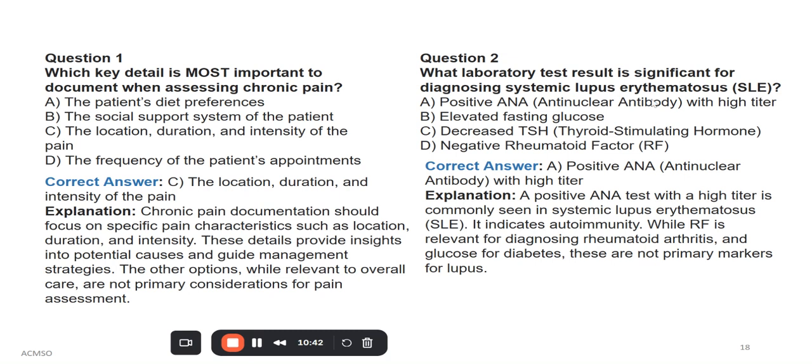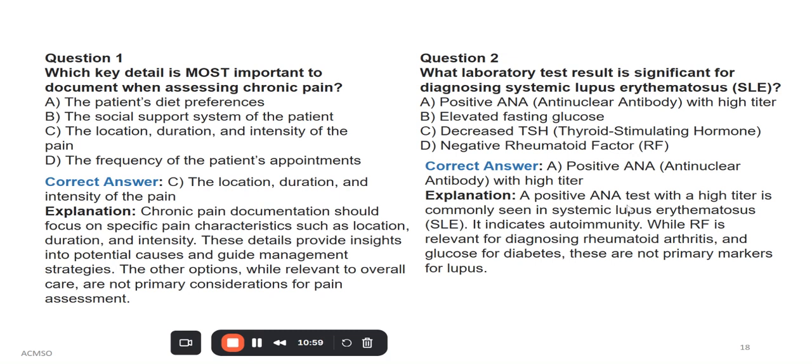A positive ANA test with a high titer is commonly seen in systemic lupus erythematosus, SLE. It indicates autoimmunity, while RF is relevant for diagnosing rheumatoid arthritis and glucose for diabetes. These are not primary markers for lupus.